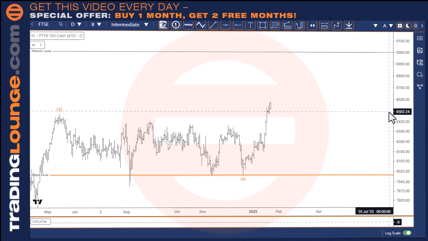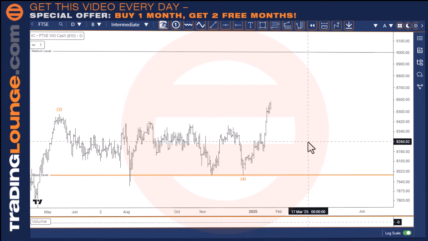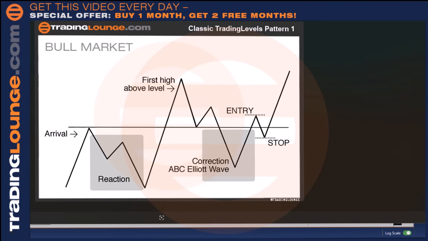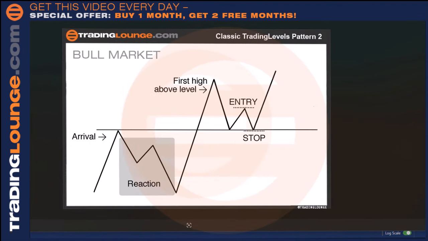So this would be 8,500 here. So it didn't really react at the 8,500 here. It just sort of pushed through a little bit. So when we look at patterns like this here, I say that there's sort of 3 basic patterns. This is the most common pattern, and then there's this one here, which is the second most common pattern, where it doesn't drop below the level.